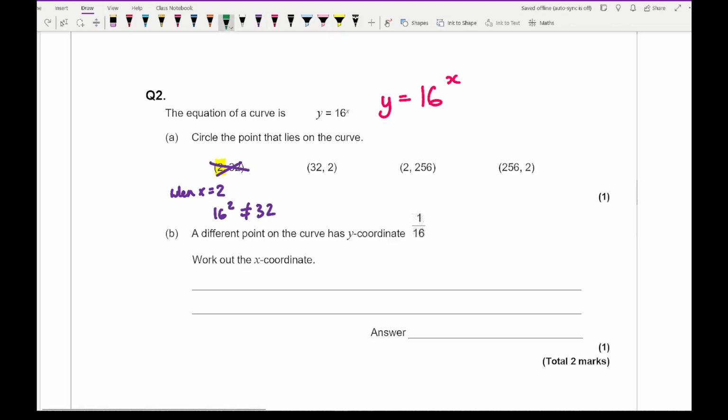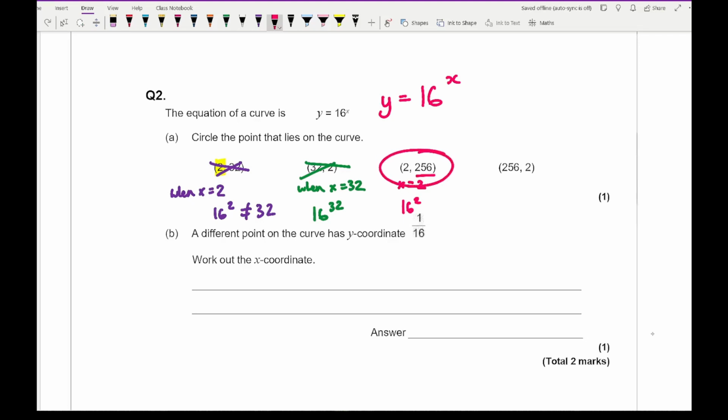Then when x equals 32, so we get 16 to the power of 32, that's definitely not going to equal 2, so we can scrap that answer. Then for this one, when x equals 2, we get 16 squared. Is 16 squared 256? Yes, it is. So that there is my correct answer.